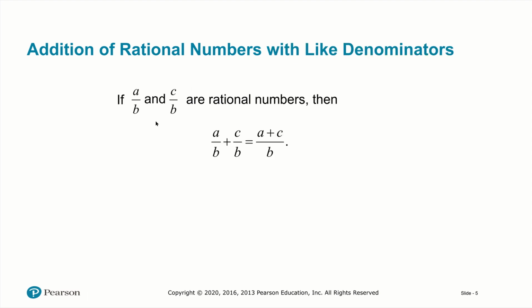As we have seen, when we want to combine two rational numbers or two fractions with the same denominator, we're basically going to keep the same denominator because we're not going to be changing the way the whole is broken up, and we're just going to combine the numerators, so (a + c) over b.